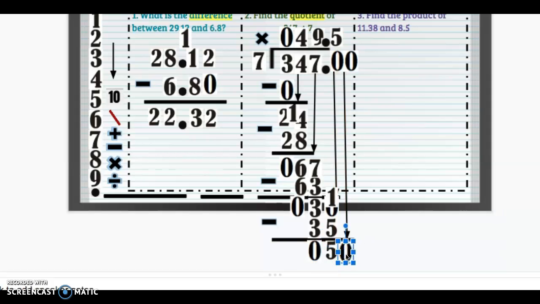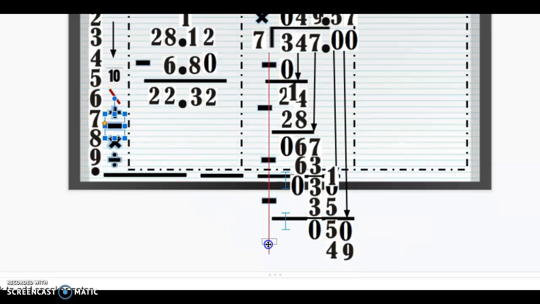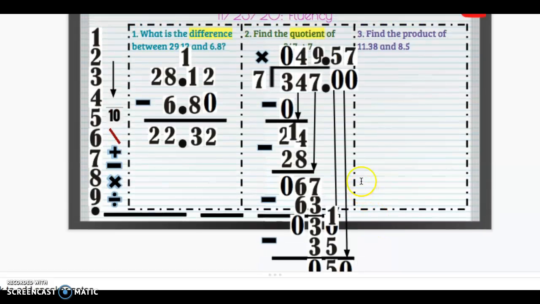So 7 times what gets you close to 50? And 7 times 7 is 49. So you put your 7 here, then we would put our 49. Subtract. And I would get 1. And you can keep going with bringing down more zeros, because you could add as many zeros as you need here, but I would say 2 decimal points after your whole number. So your answer for now is 49 and 57 hundredths.